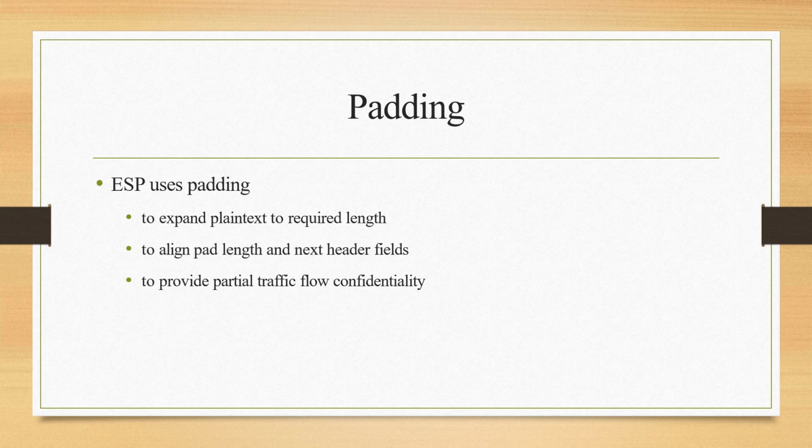Second purpose is if the ESP format requires that the pad length and next header fields be right aligned within a 32-bit word. Equivalently, the ciphertext must be an integer multiple of 32 bits. The padding field is used to assure this alignment. Third purpose, additional padding may be added to provide partial traffic flow confidentiality by concealing the actual length of the payload.